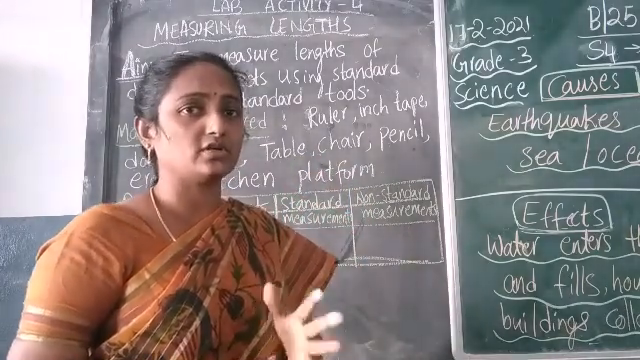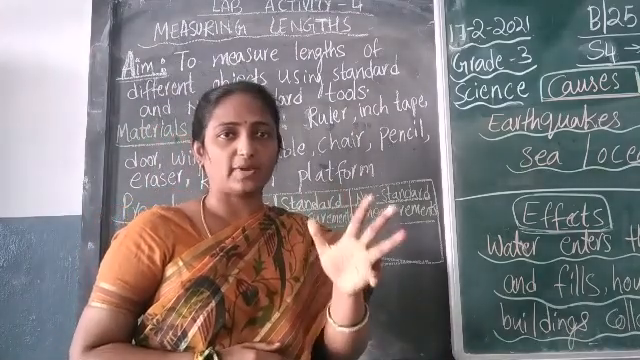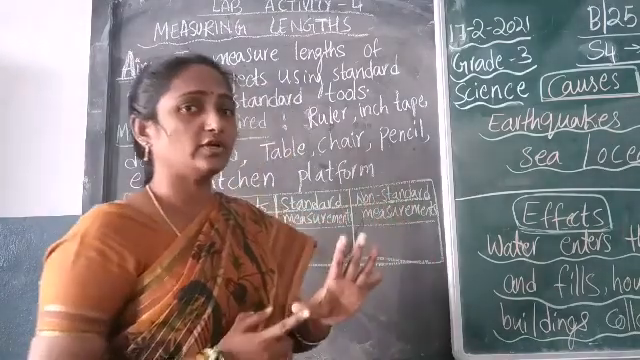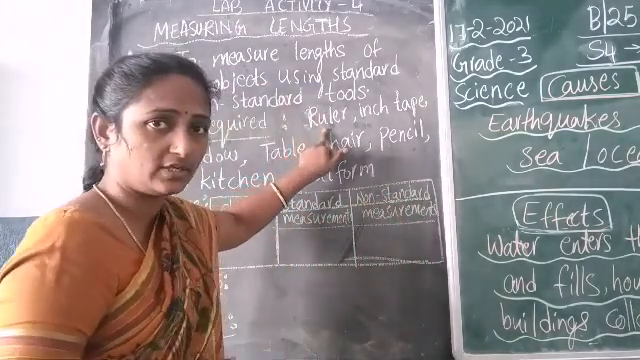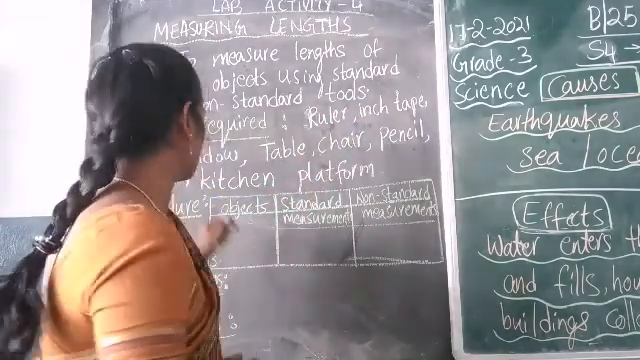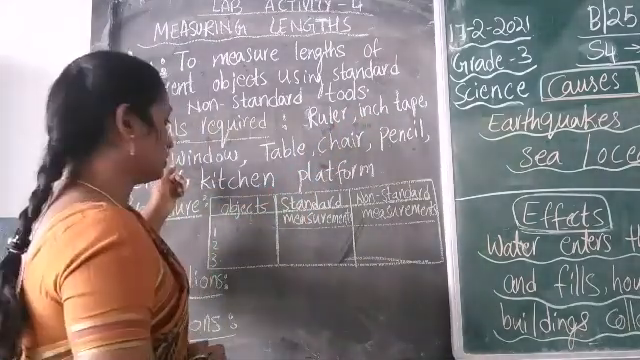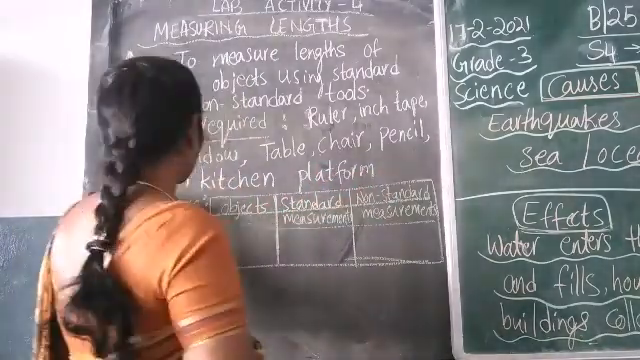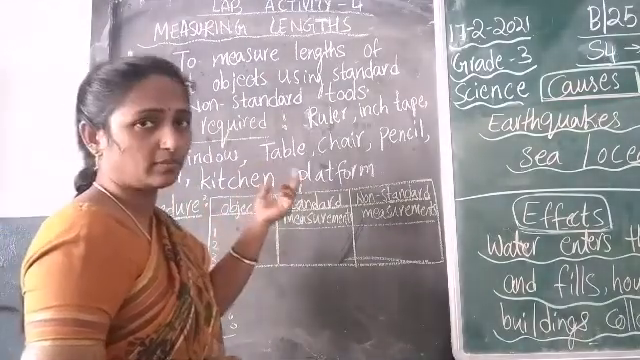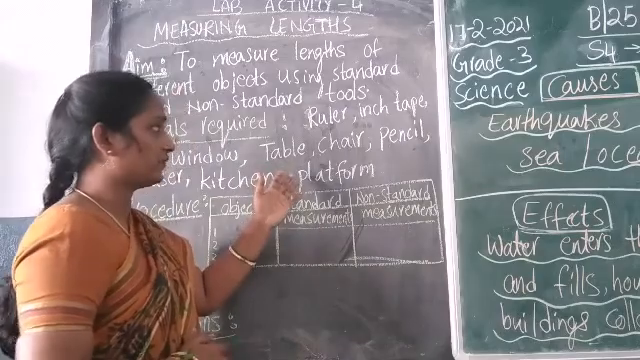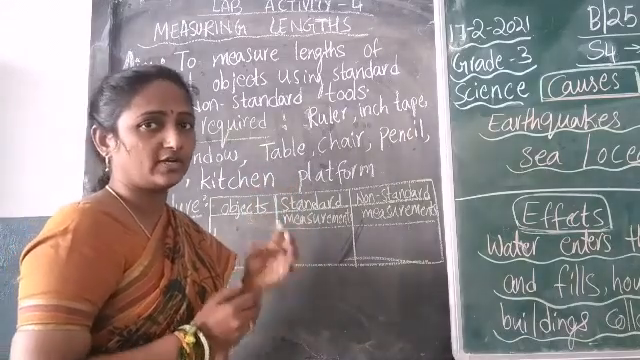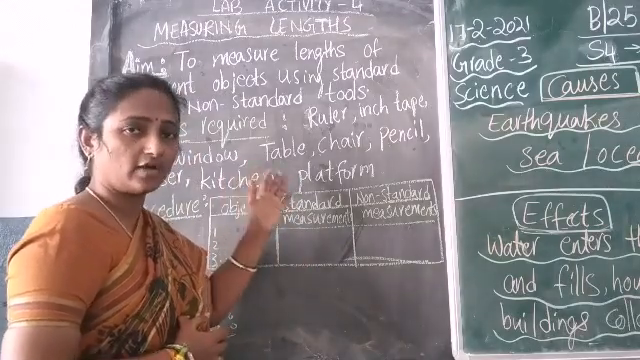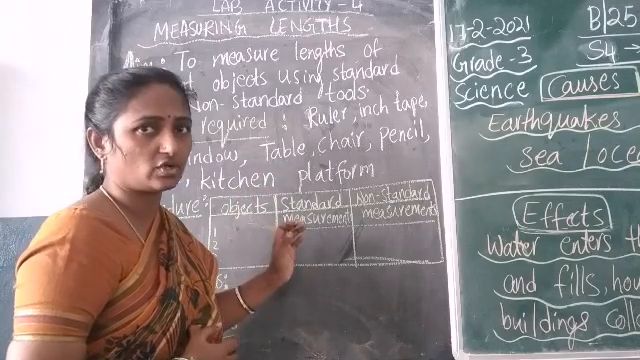So how are you going to measure the non-standard lengths? Through a hand span. We have learned how to measure through a hand span. In that way you are going to measure with standard tools and non-standard tools. And objects like door, window, table, chair, pencil, eraser, kitchen platform you can take. You can take any 5 different objects, and measure their lengths.